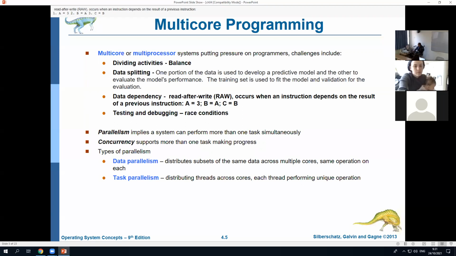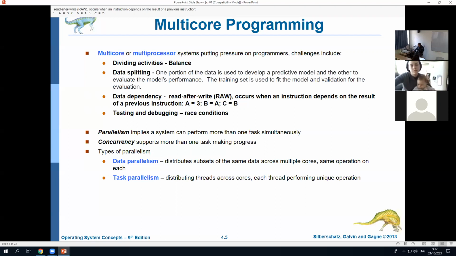Okay. Multi-core, multi-processor systems putting pressure on programmers. Challenges include, right? In other words, if you're a programmer and you want to write a program in a multi-core environment, then you've got to think in a different way. You've got to think what processes can I have running at the same time. It's a harder way to think as a programmer. You've got to divide activities.